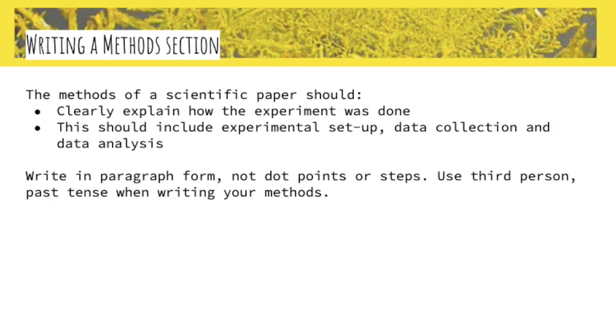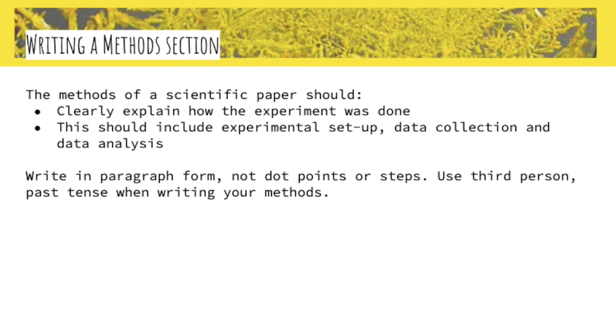Often in science, what we write is actually a procedure, not a method. That is, we use dot points, sometimes numbered, to indicate the steps that we are going to take. Now, this is fine in the planning stages, but when we write up our final report, we need to write a methods as opposed to a procedure.